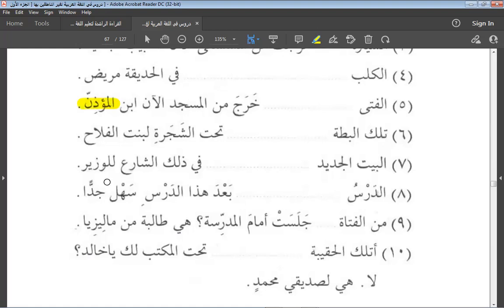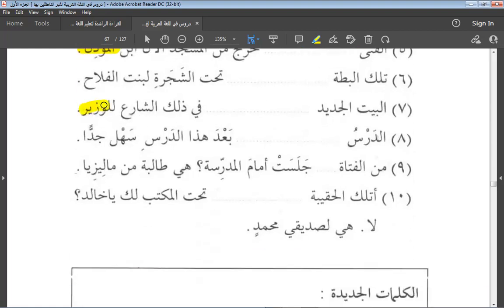Mu'adhin is the one who says the adhan. Mu'adhin. تحت الشجرة بنت الفلاح. Okay, في ذلك الشارع وزير. وزير we said is minister, right? وزير, minister. الشارع, street.